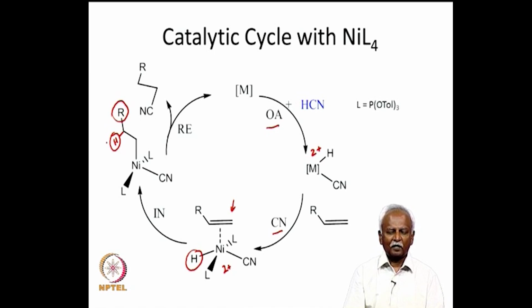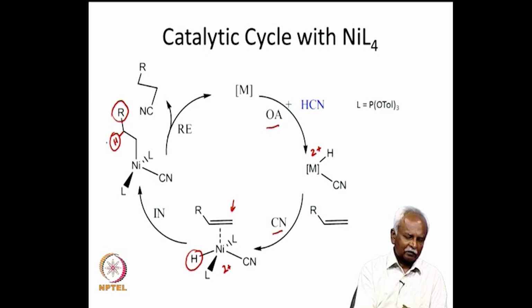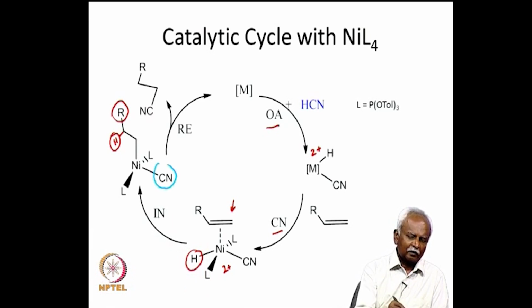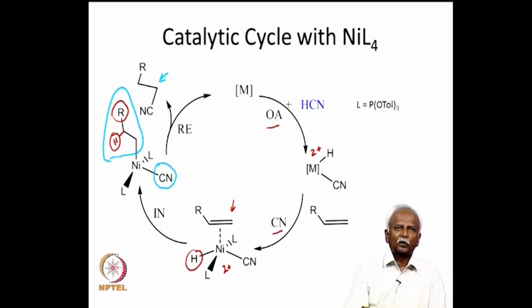hydrogen, and this alkyl nickel species can reductively eliminate. Let us indicate that with a different color here. This can eliminate a CN group and the alkyl group, and then you would get the product. So, this results in the catalytically active species, because reductive elimination brings back the nickel to nickel 0, and it is now capable of doing the oxidative addition back to nickel 2 plus.